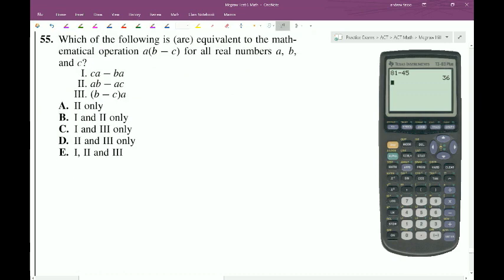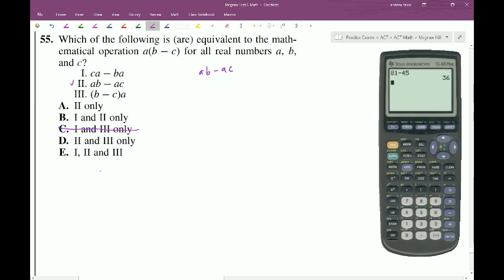Which of the following is equivalent to the mathematical expression a times (b minus c) for all real numbers? Okay, well, one way you could do it is you could distribute the a, get ab minus ac. So that's what choice number 2 says. So that one works. Anything without 2 has to go.